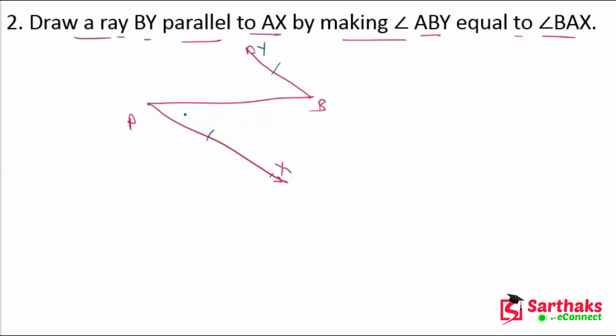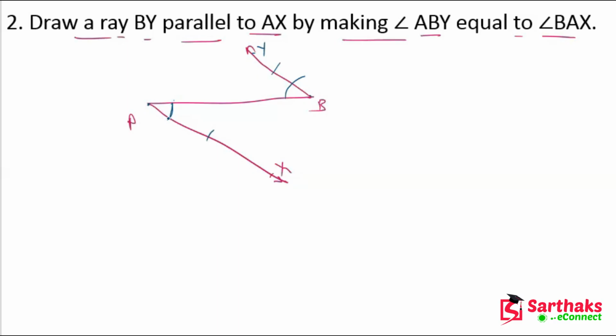So for this we have to place the pointer at point A and cut an arc like this. Take A as a center of suitable radius and cut an arc like this, and with the same radius we have to again draw an arc. And with the help of compass we have to measure this angle.